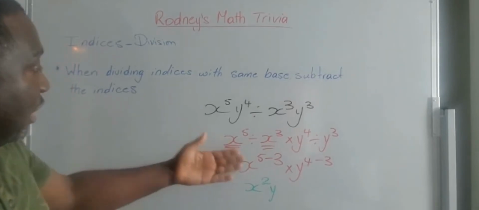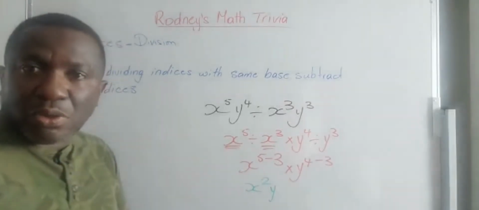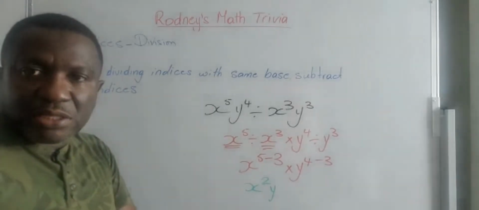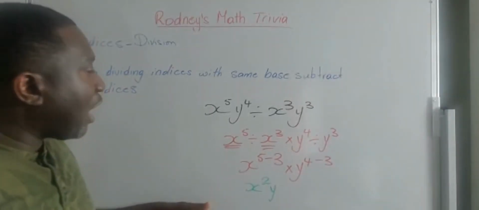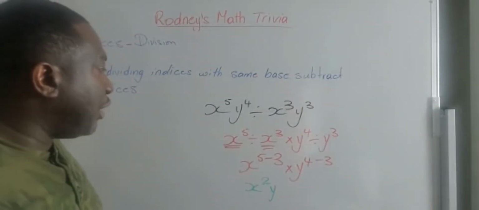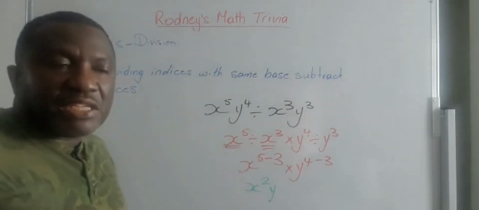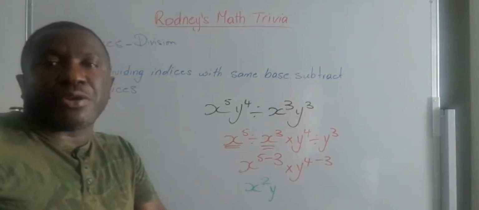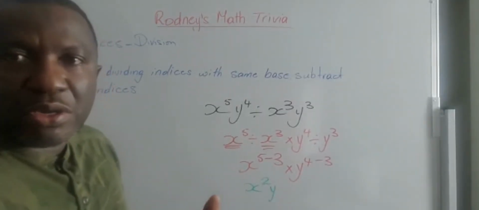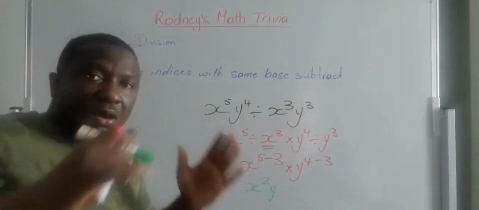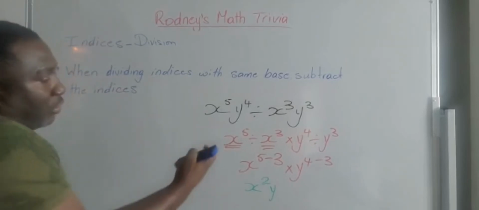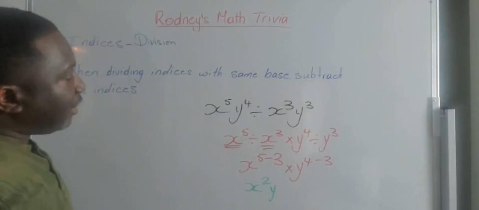So again, in division, let me emphasize the rule. In division, all we are doing here is to subtract the indices, unlike in multiplication, where we are adding the indices. So it's quite the opposite of each other. Multiplication we add, division we are subtracting. So quite the opposite of each other, guys. Take a keen look at that example here.